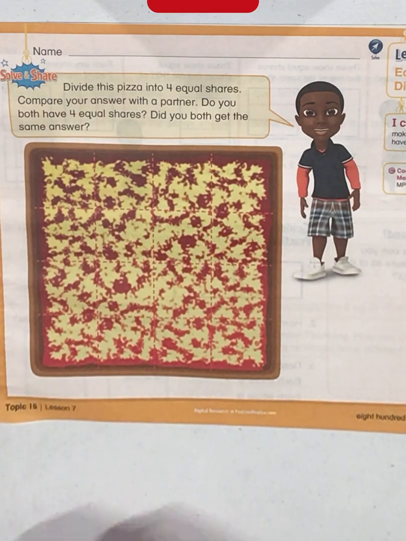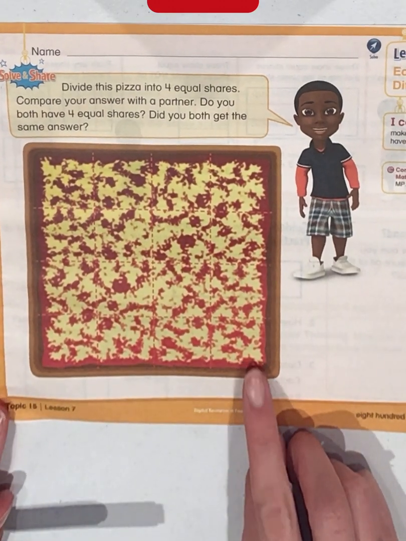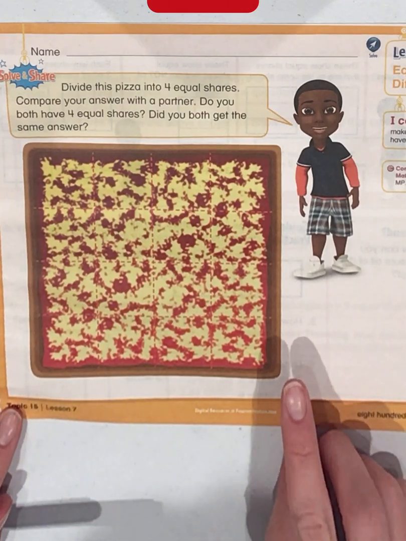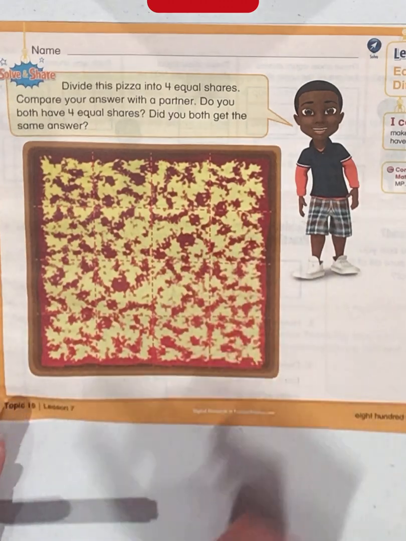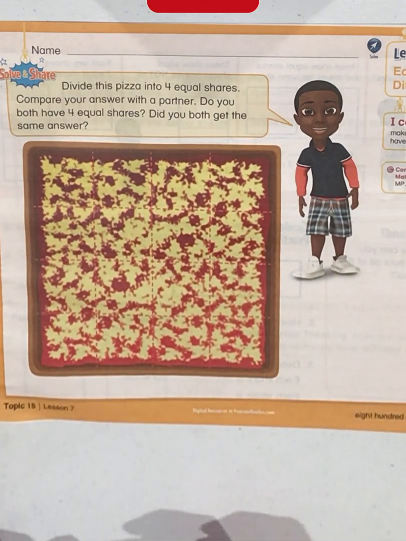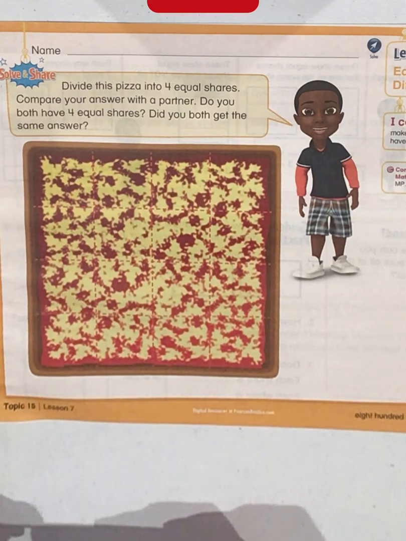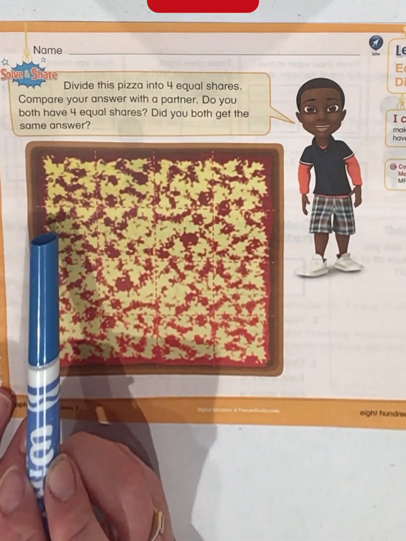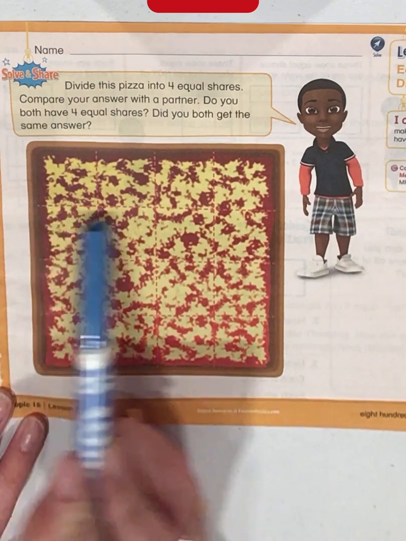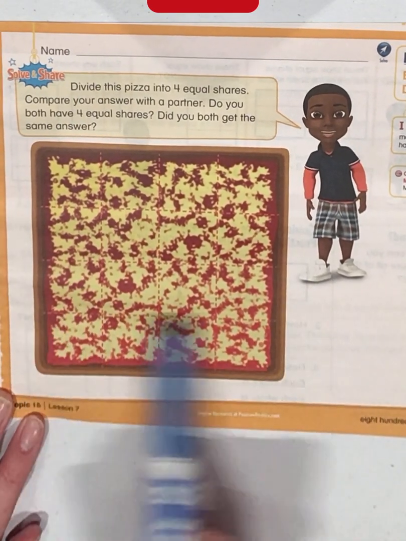So it's kind of hard to see on my video, but when you guys are looking at your paper, you'll notice that this pizza has some dotted red lines already for you. So we want to have 4 equal shares, and I know in our last lesson we divided rectangles by rows and columns. So one way you could divide this pizza into 4 equal shares is we could draw lines to make 4 equal sized rows.